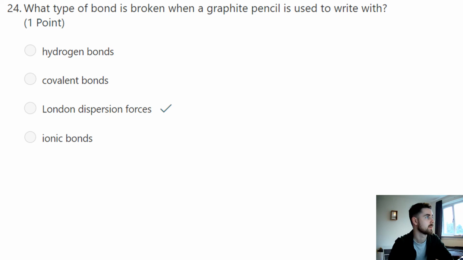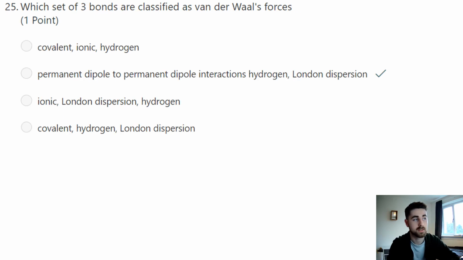Okay. Then, last but not least, the three types of van der Waals forces, sometimes called intermolecular forces. They are the forces that exist between different atoms or molecules, and they are permanent dipole to permanent dipole, London dispersion forces, and hydrogen bonding. And the only answer there that fits those three is option B.